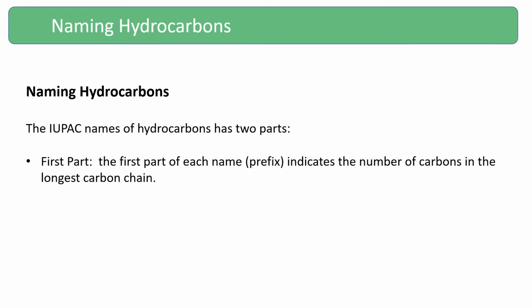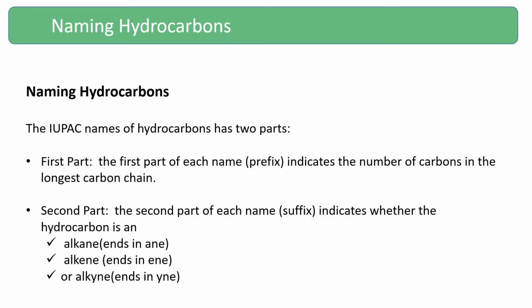The first part of each name, called the prefix, indicates the number of carbons in the longest carbon chain. We'll call that the main chain or the backbone.